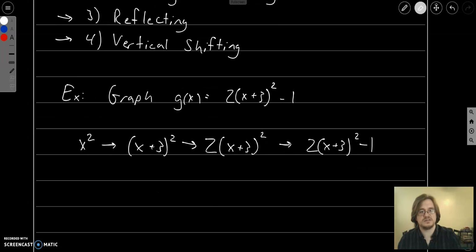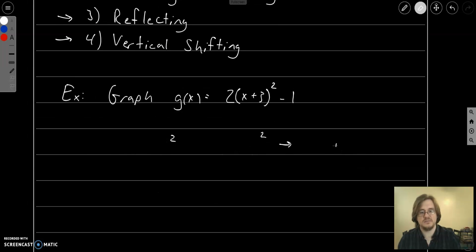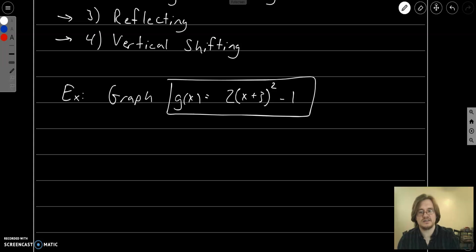So let's go through this. I have some notes here that I'll go through in a second. So let's take this graph. We've got g of x is going to be 2 times (x plus 3) squared minus 1. So when we look at this, what we see is that this is going to look like an x squared. But we can see that we've shifted horizontally by adding something to x directly. We can see that we've stretched our function by multiplying by some number, and we've also shifted vertically by subtracting a number at the end.